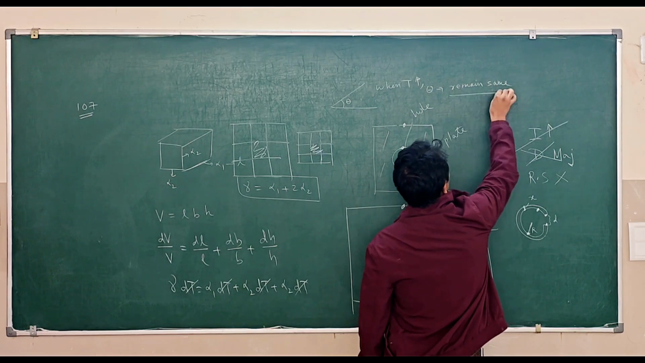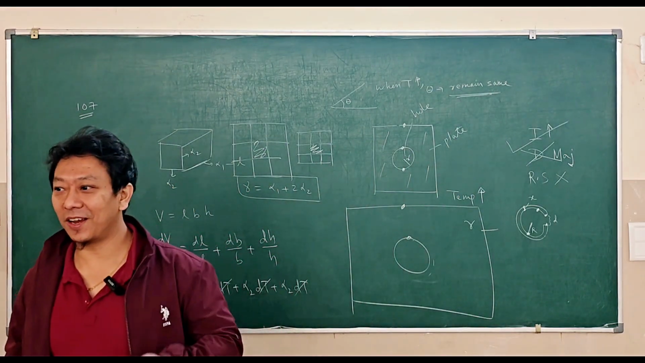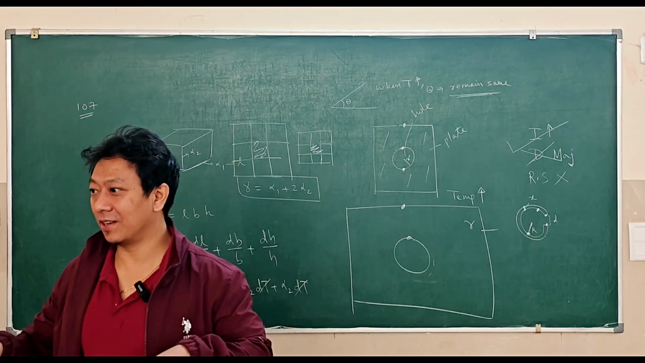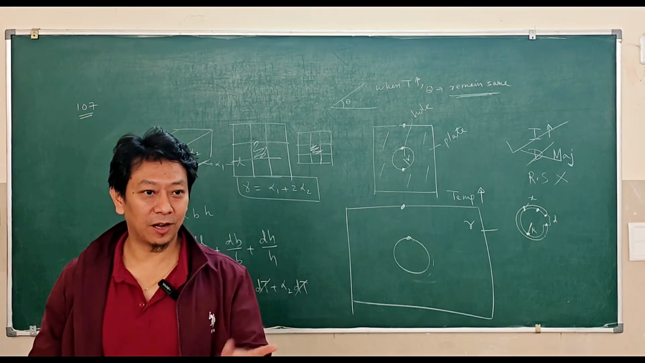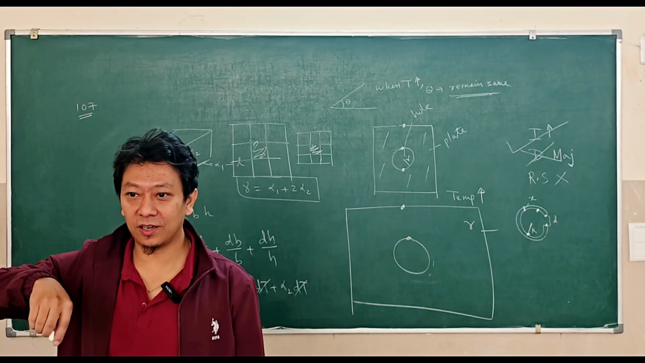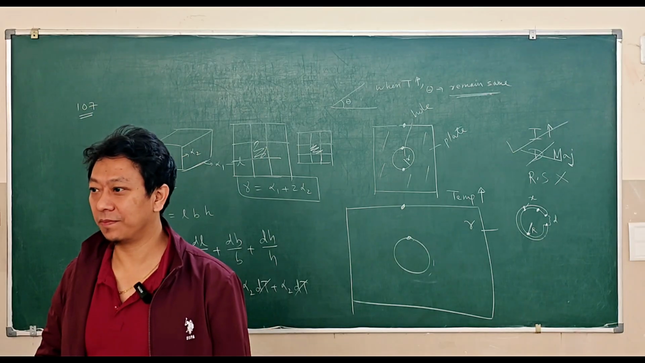Now one way to understand this is what? Angle is arc length by radius. Arc length will increase, and radius will increase by the same factor, 1 plus alpha delta t. So if numerator and denominator increase by the same factor, the ratio will be the same.